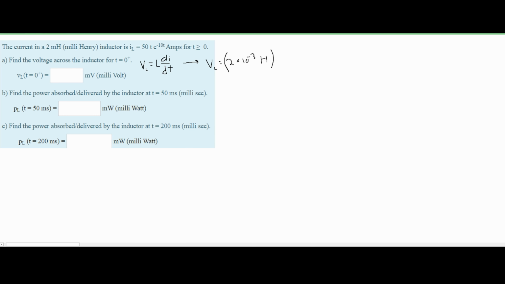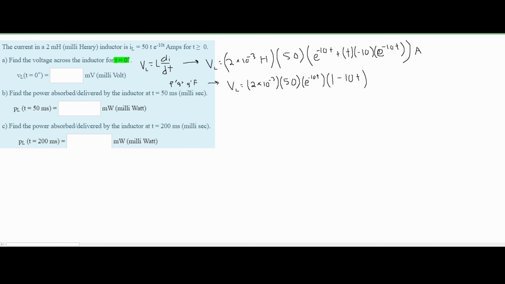Now I'm going to multiply this by the derivative of our current. I'm going to take out the constant 50, and then I'm going to do the derivation where I have f prime g plus g prime f. We know that our t is equal to 0, so that's what we will be plugging in. Before we do that though, I'm going to rewrite our equation in a little bit more simplified form. After we do that, we are going to get this.